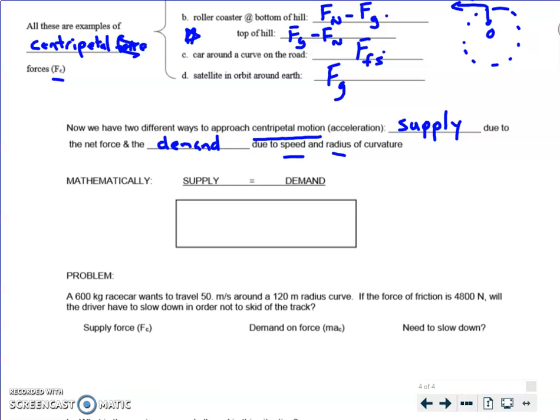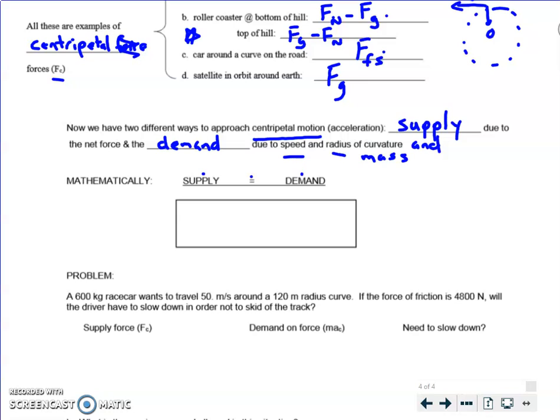And I should say, due to the speed, the radius, the curvature, and the mass. Okay, let me be complete here. How much mass you're trying to turn. So those two can be related in the sense that supply, mathematically, can equal demand at the threshold of your ability to turn. Okay, so before I get into the mathematics of it, let me just give you a simple situation of a car going around a curve. I think we know intuitively, if your car is going too fast, you will slide off the road. Or if the curve is really tight, in other words, it has a small radius, and you're going too fast, you will slide off the road.